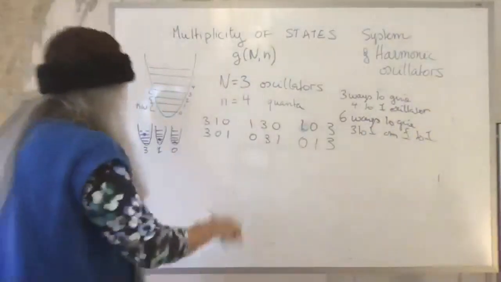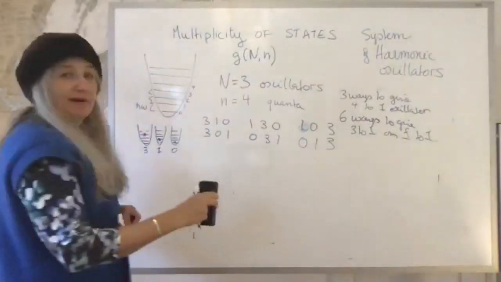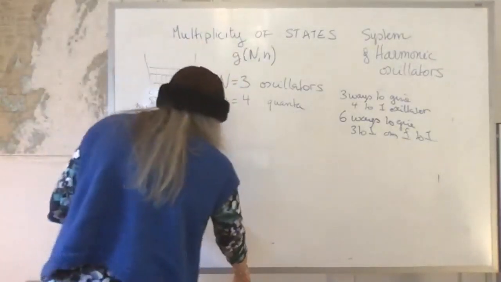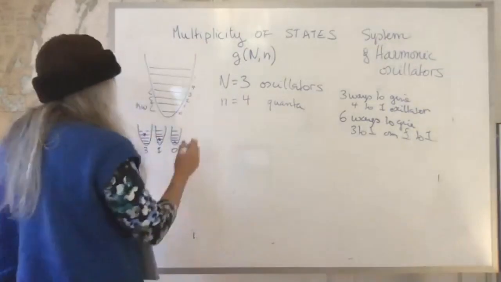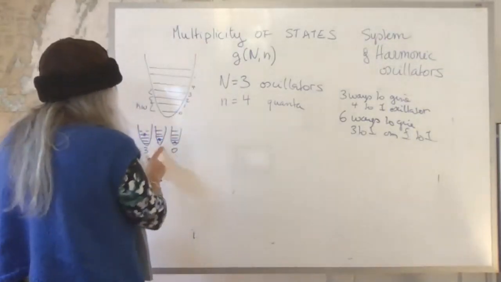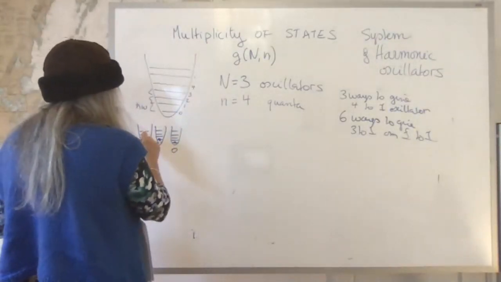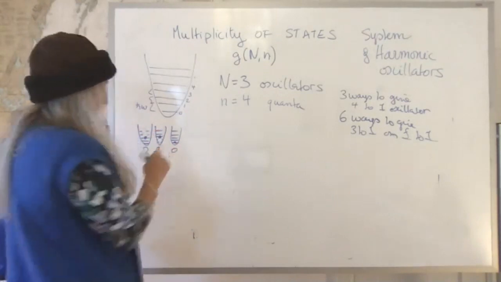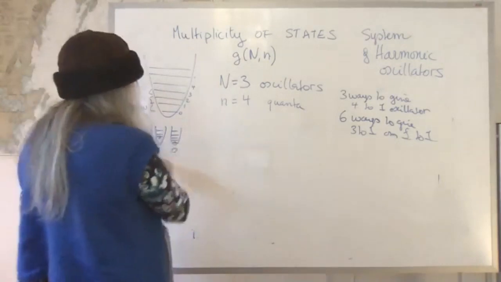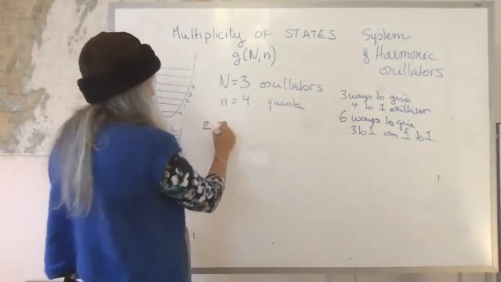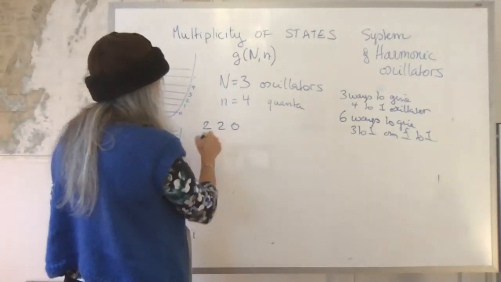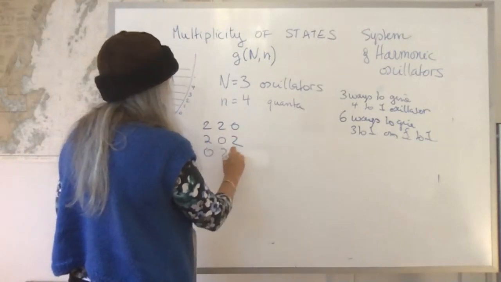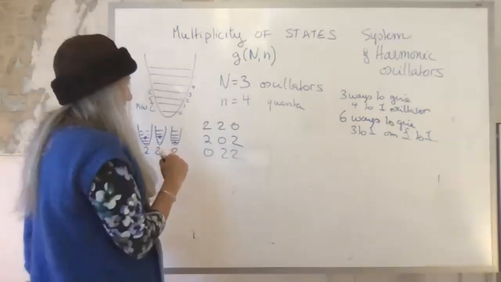So that's 6. Now what if I give some 2? I can give this one 2 and this one 2 and the last one 0. So there are 3 ways to do that, because I can put that 0 in any of the places. So I can do 0, 2, 2. So there are 3 ways to do that.